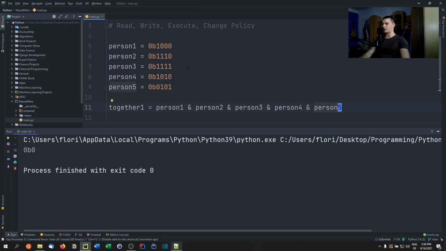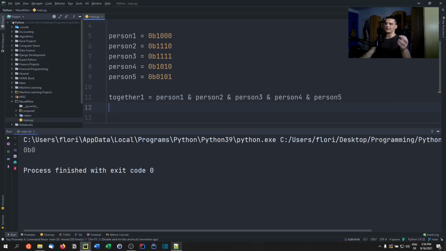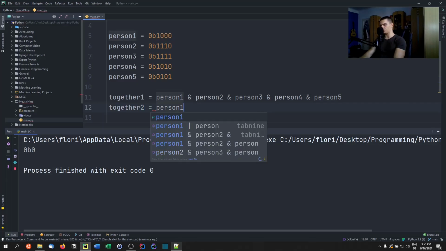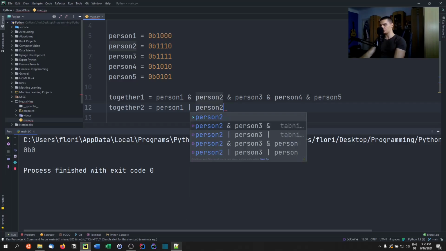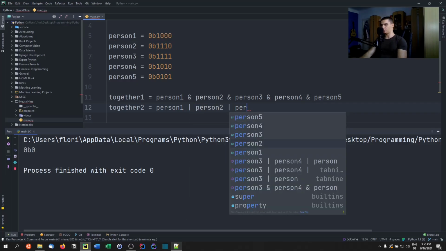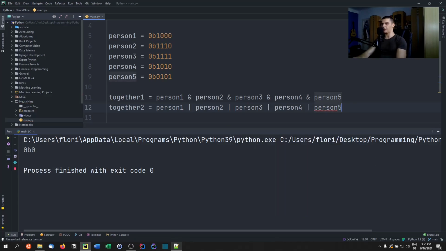And then the other way around, you can also, of course, say, in order to be allowed to do that, at least one of them has to have the permission. So we can say, for example, for some task, for some activity, there has to be one supervisor that has all the permissions, and then they can do whatever they want. But one guy has to have the permission at least. And then we can say together2 is just going to be person1 or person2 or person3 or person4 or person5.